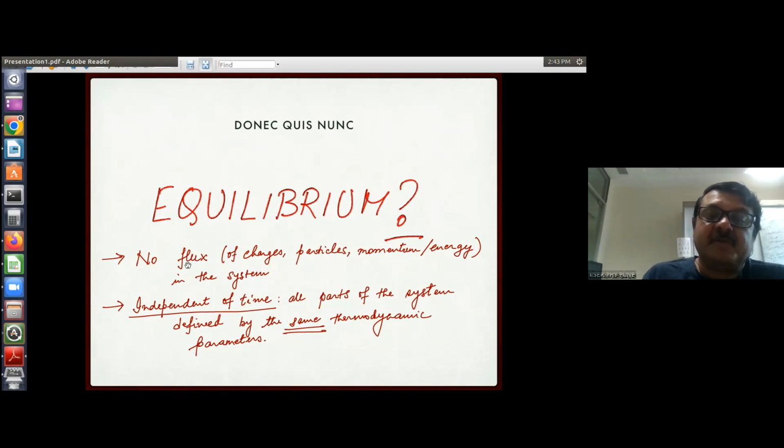By current, I don't mean electric current. There should be no electric current, no particle current, and no momentum or energy current in the system. If there is some quantity which is flowing from one part of the system to the other, then that system is not in equilibrium. So there should be no flux, and all parts of the system must be defined by the same thermodynamic parameters.